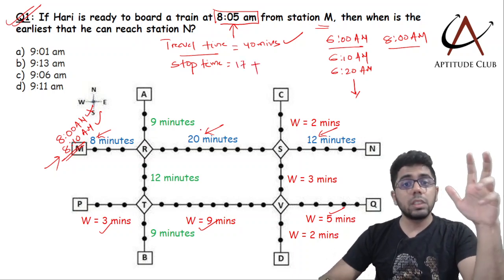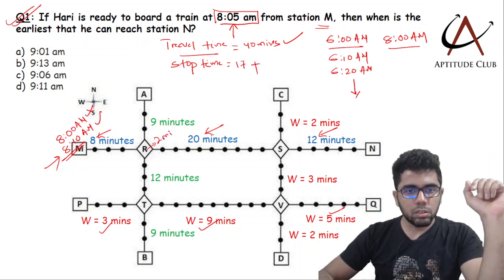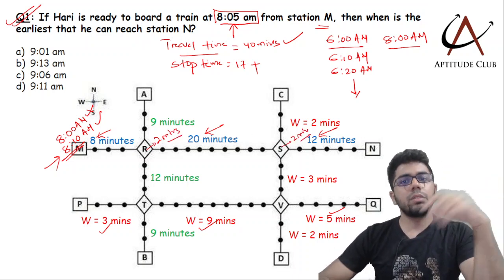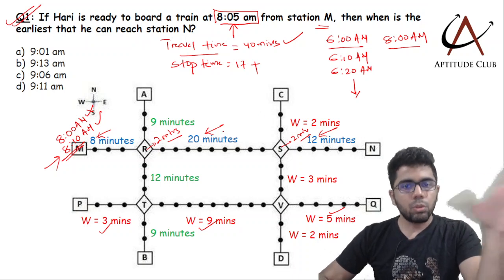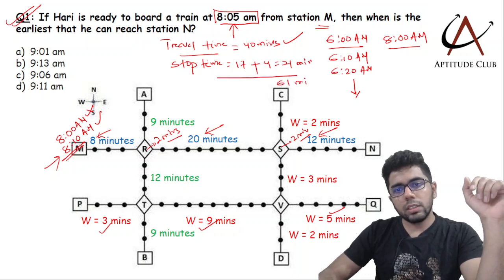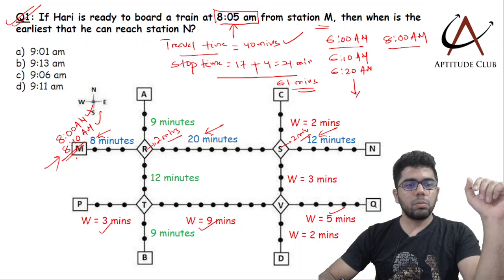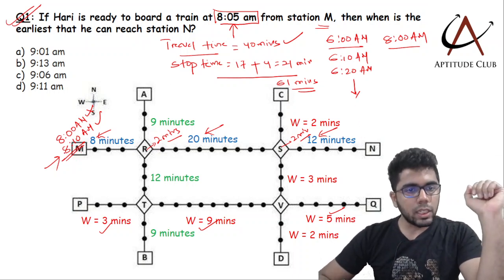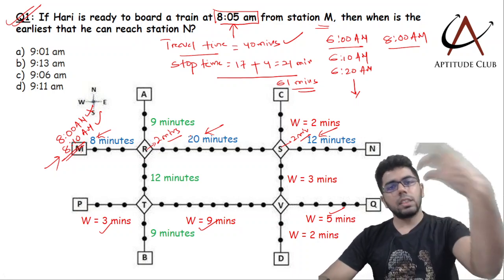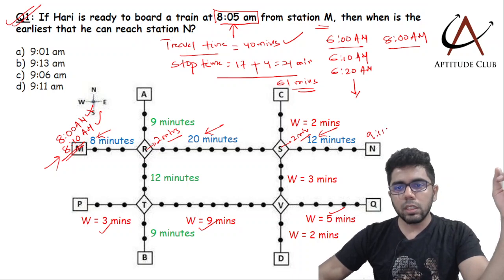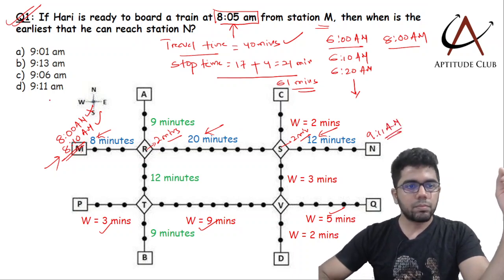Plus one thing I am missing here, these two junctions, so waiting time is 2 minutes per junction. So 2 minutes and 2 minutes, 4 minutes total for the 2 junctions. So 17 plus 4, 21 minutes. So the total time Hari will take from M to N is 61 minutes. Now because he started at 8:10, 60 minutes is exactly 1 hour, 9:10, and 1 minute. So he will be reaching here at 9:11 AM.